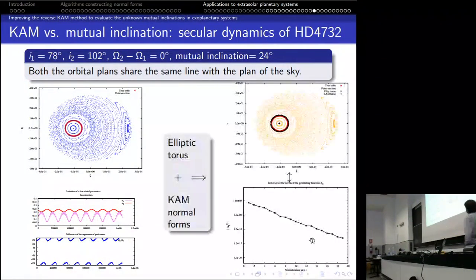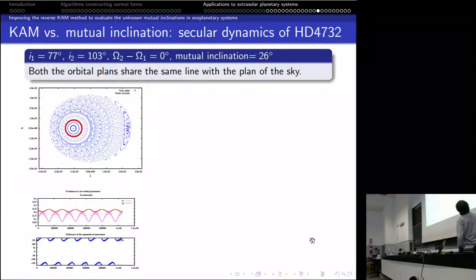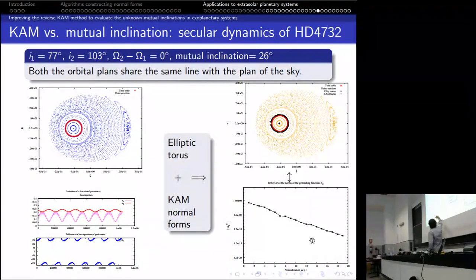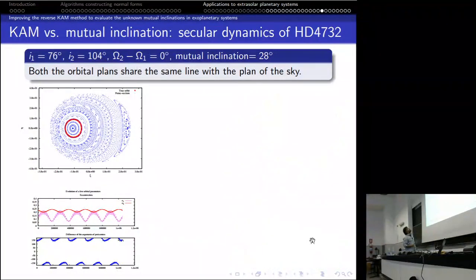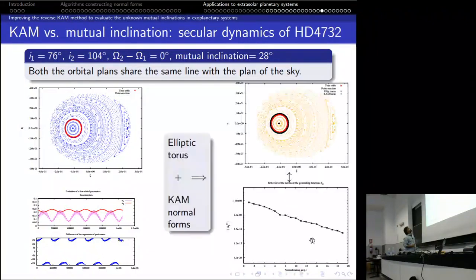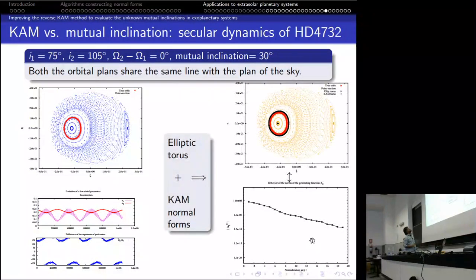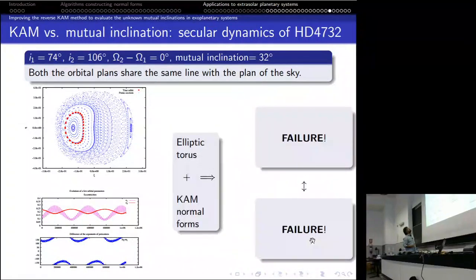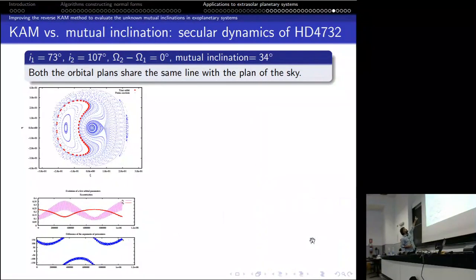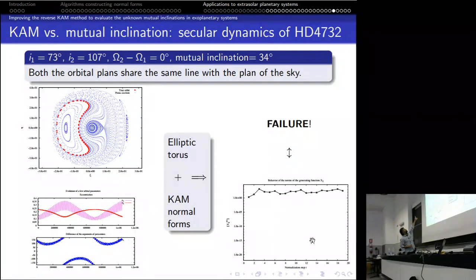Okay, and now there is 26 degrees. Look. The situation looks more and more perturbed. At some point, at 30 degrees of mutual inclination, 32, the procedure fails. And at more or less the same time, here we plot the generating function, but they are clearly not converging.